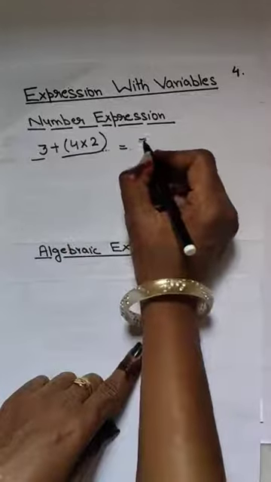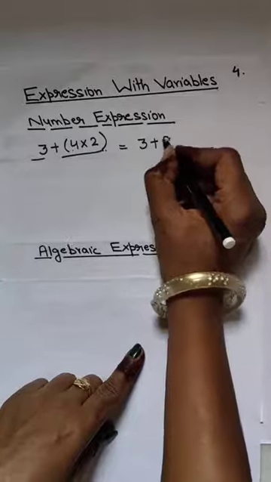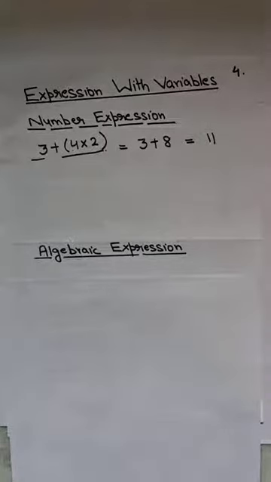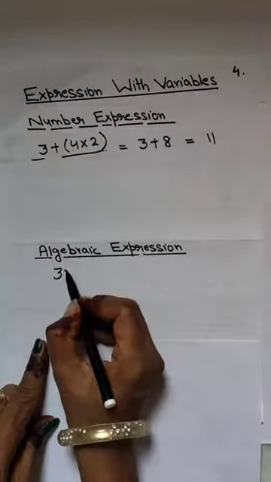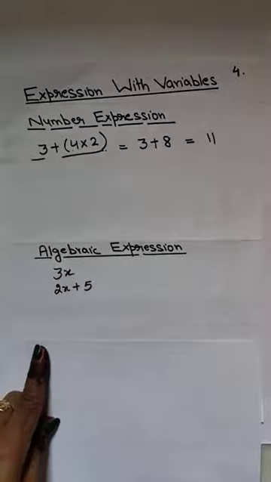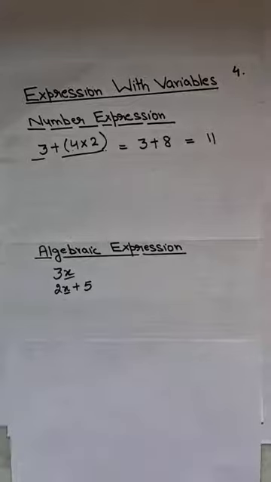First of all, we have to solve the bracket. So we will write down 3 as it is. 4 multiplied by 2 is 8. So 3 plus 8 is 11. Okay. So these are called the number expressions. And what are algebraic expressions? Algebraic expressions are those expressions in which we have variable, just like 3x, 2x plus 5. These are algebraic expression because here we have x, which is a variable.